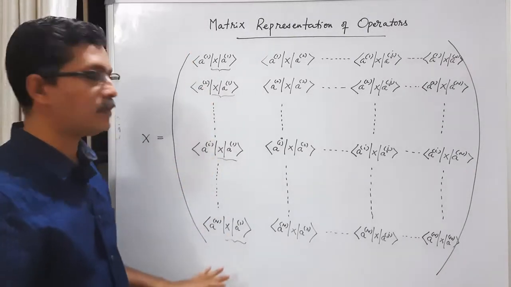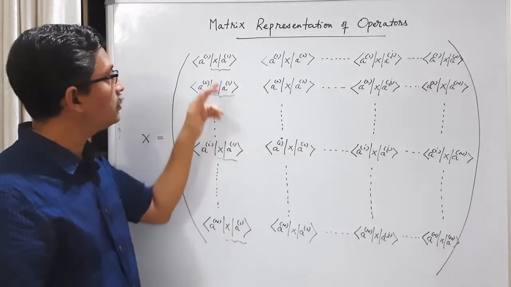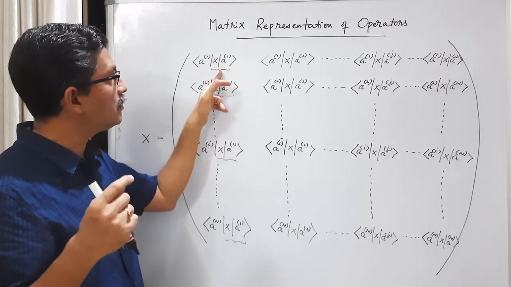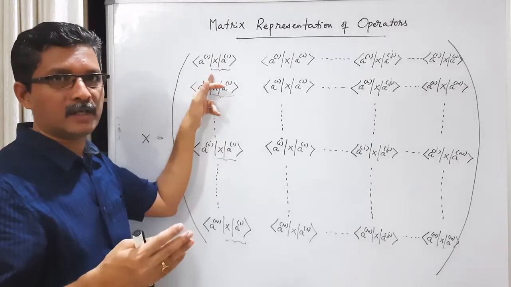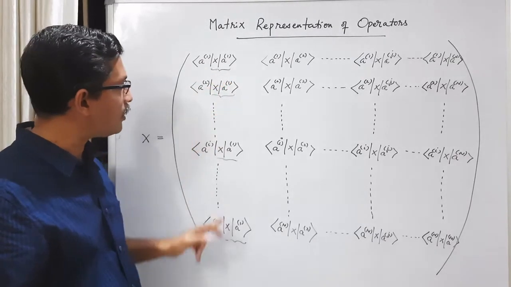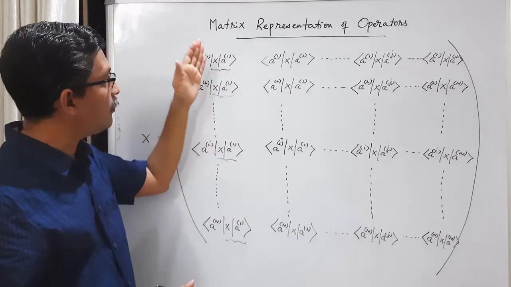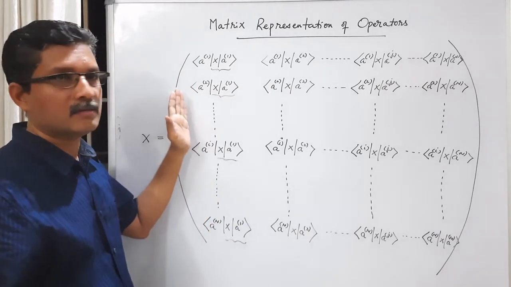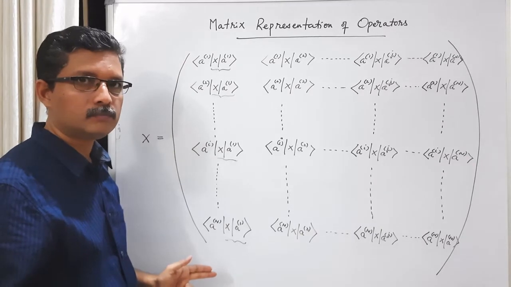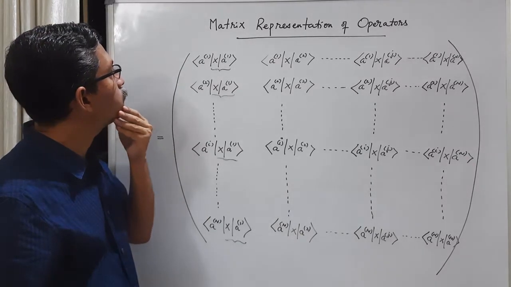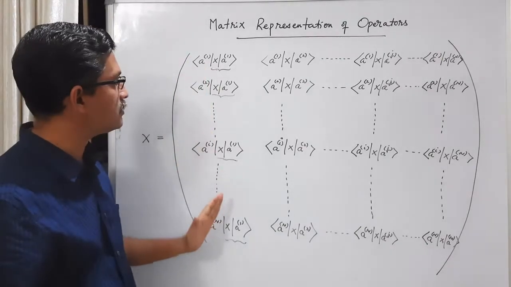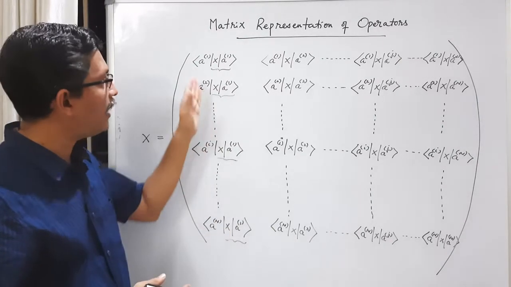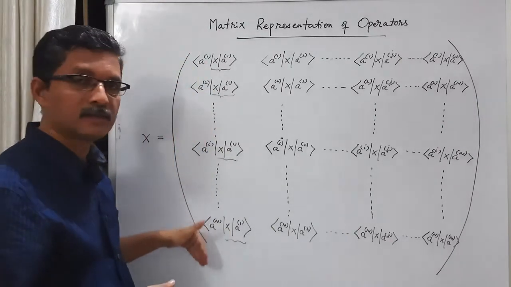So the first column represents the components of the modified base vector. That means the base vector a1 acted upon by the operator x gives the modified base vector. The first column represents the components of x a1 in the given basis a1, a2, a3 up to an. In other words, the first column represents the action of the operator x on the base vector a1. We get the different components of x a1.